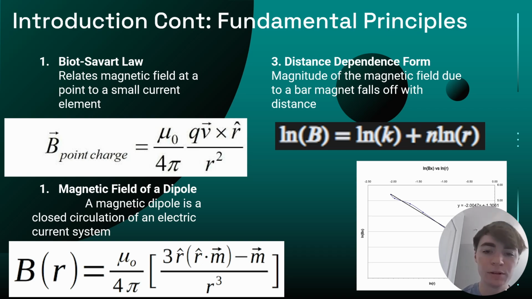Now, for the fundamental physics principles that define this lab, we first have the Biot-Savart law, which relates magnetic field at a point to a small current element, given by the equation shown below. Next, we have the magnetic field of a dipole. A magnetic dipole is a closed circulation of an electric current system, with the equation given below, with a field that in some ways mimics that we saw with the electric dipoles earlier in this class. And then finally, we have the distance-dependent formula, which is how the magnitude of the magnetic field due to a bar magnet falls off with distance. We can find that with this equation shown below, which is going to be linearized in our data set as seen in the graph next to my head.